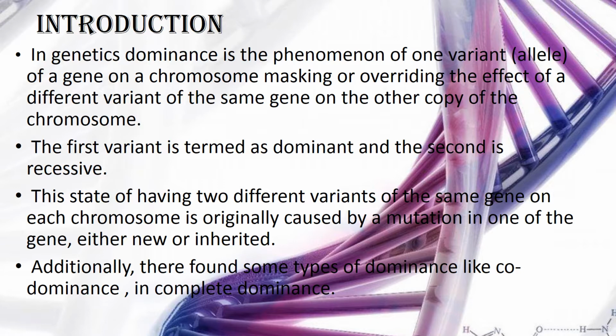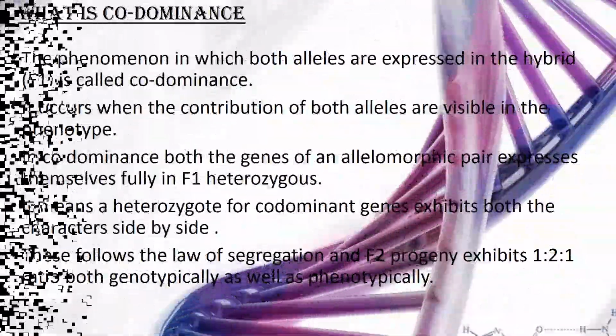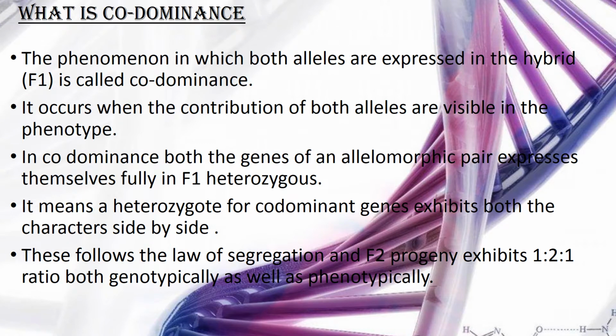Additionally, there are some types of dominance, like codominance and incomplete dominance. Then what is codominance? The phenomenon in which both alleles are expressed in the hybrid F1 is called codominance. It occurs when the contribution of both alleles is visible in the phenotype.